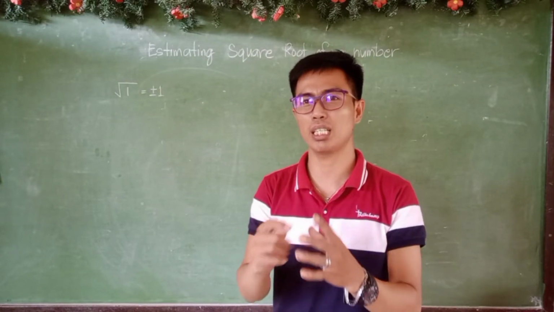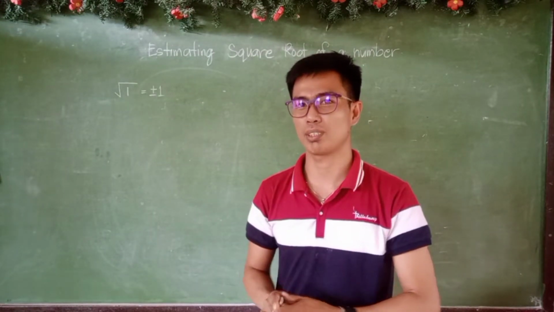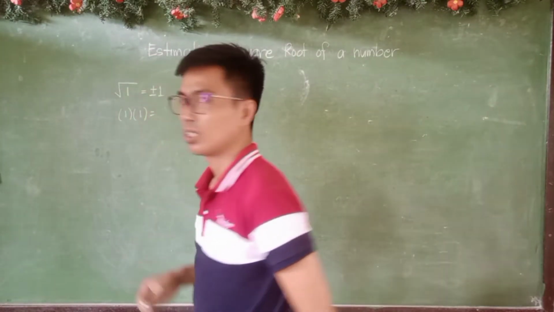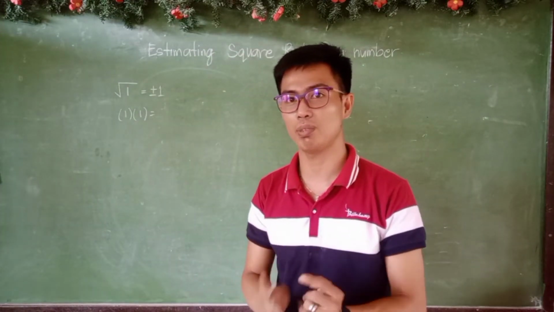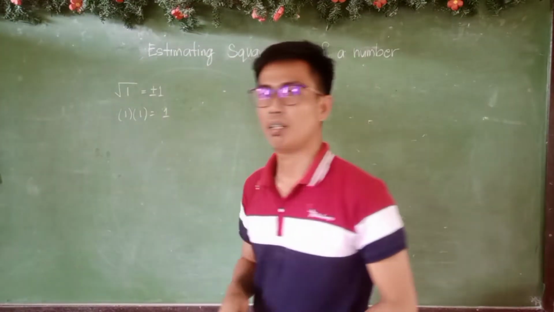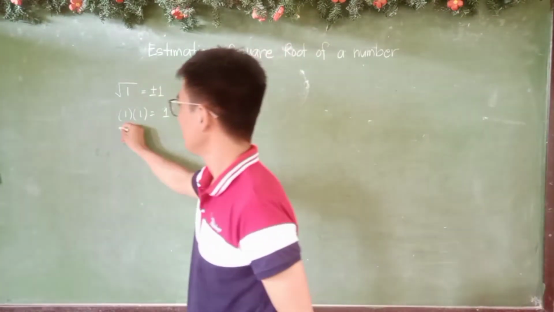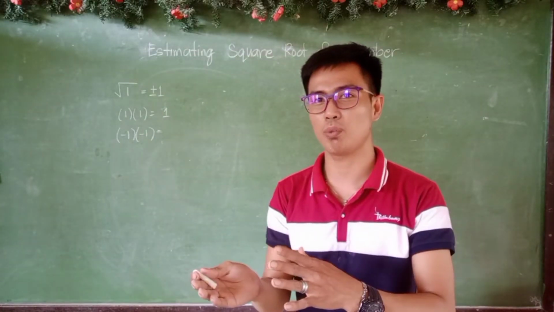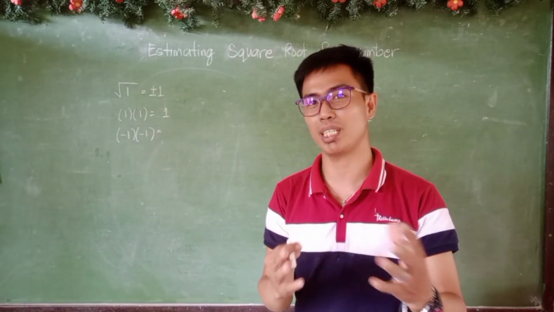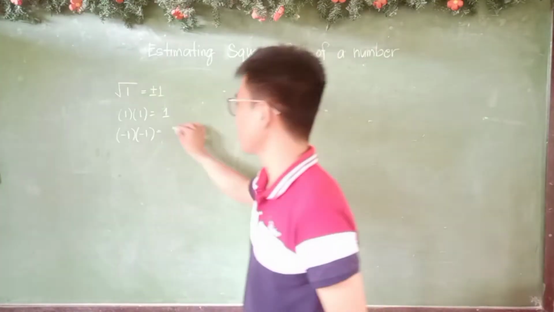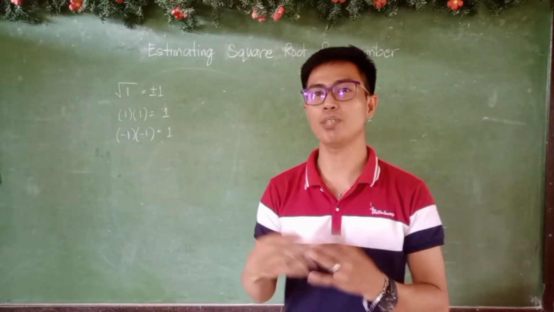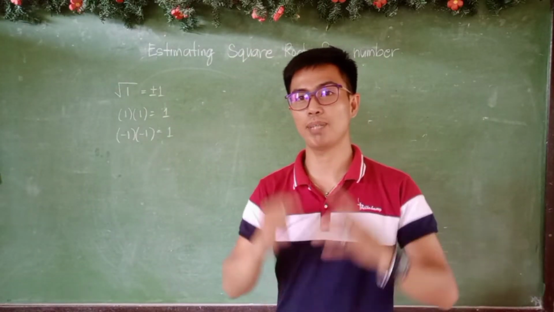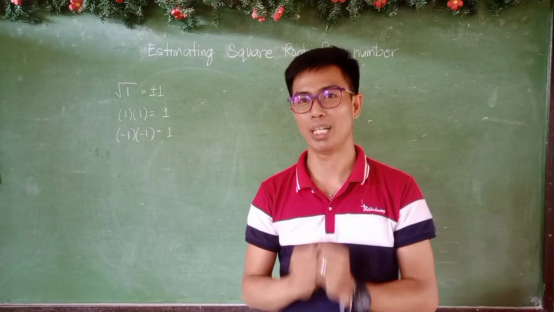So why is that? Why is there positive and there is negative? Tignan natin. We have positive 1 times positive 1. The result will be positive 1. And then also, we have negative 1 times negative 1. Applying the rule in multiplying integers, the result will also be positive 1. So therefore, the square root of 1 is positive and negative 1.